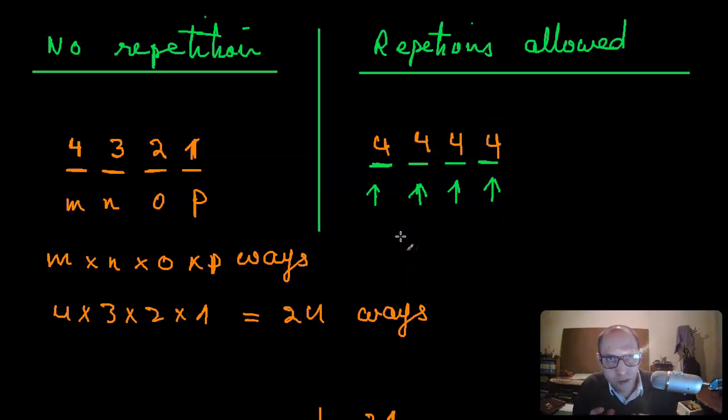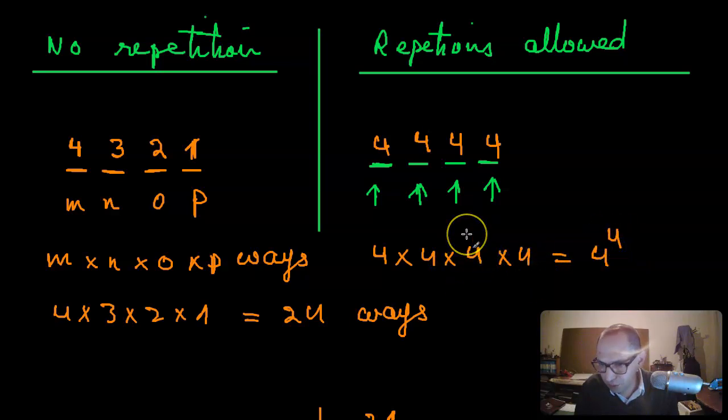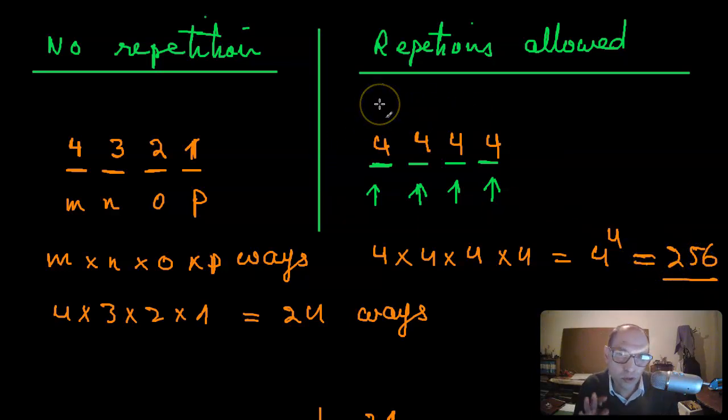And so all of the events happening together would be 4 times 4 times 4 times 4, which is the same thing as 4 raised to the power 4, which is 256. So in this case, you can make 256 different numbers. In the previous case, you can make only 24 different numbers, right? So that's how you can quickly calculate how many numbers you can make given a certain number of digits. Thank you.